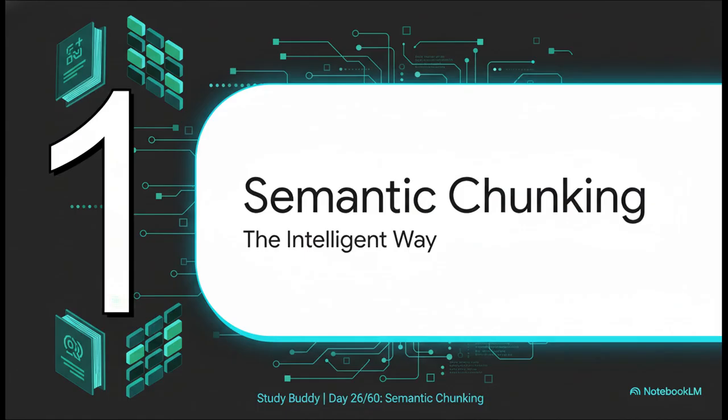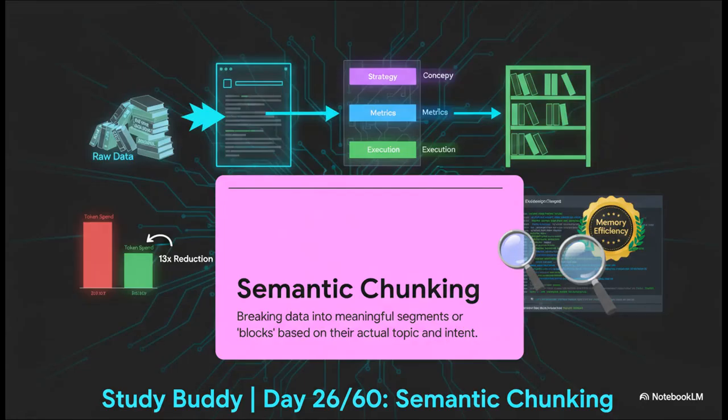But what if I told you there's a way to break free from this? To actually win the tug of war? Well, say hello to the hero of our story, semantic chunking. This isn't just some clever trick, it's the intelligent way to feed your AI. So what is it exactly?